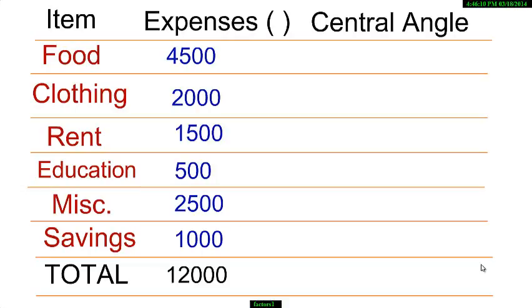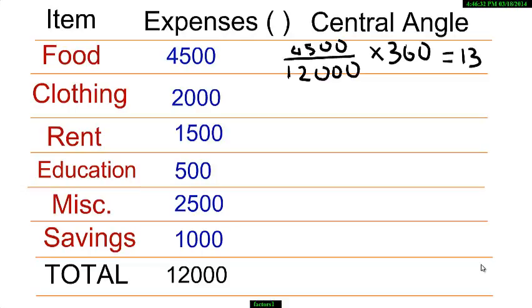The central angle for food is given by the expense for food, that is 4,500, divided by the total expense, that is 12,000, into 360 degrees. This is equal to 135 degrees. Using this formula, we can find the central angles for all the items.